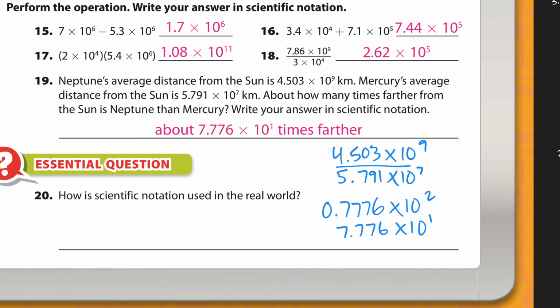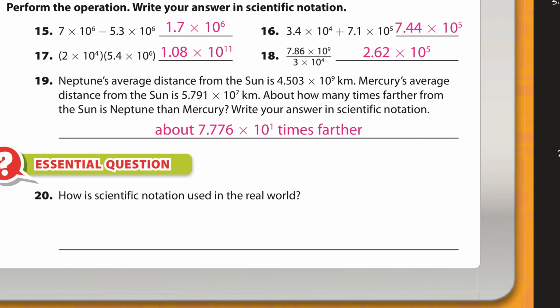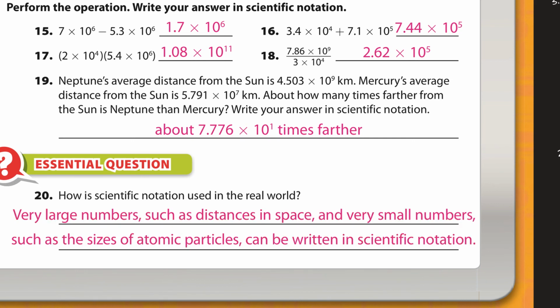Okay, I will erase this. And how is scientific notation used in the real world? Here is an example. Well, super large numbers, such as distances in space, and very small numbers, such as sizes of atomic particles, can be written in scientific notation. You know, you got a lot of zeros going on. So that's what you got to know with scientific notation, operations with that, and negative exponents.